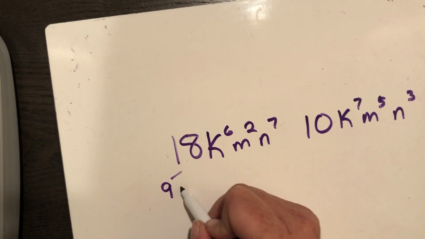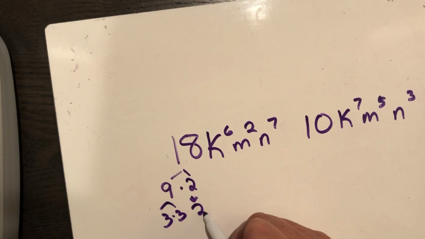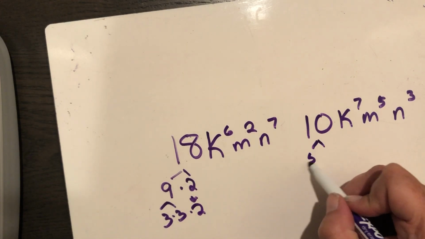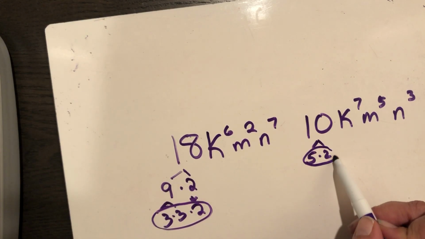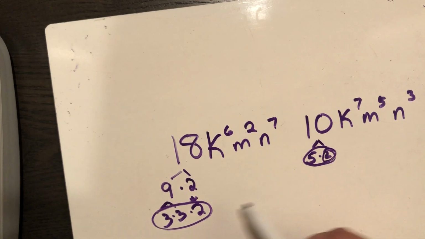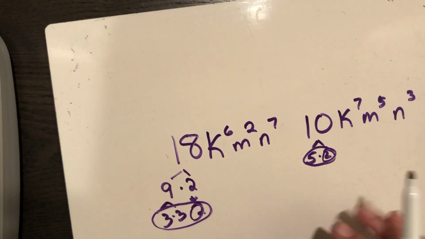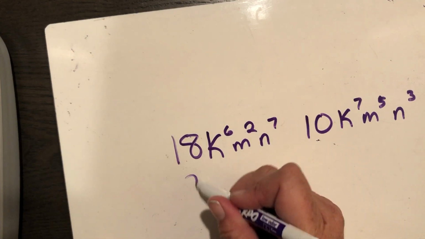So this is 9 times 2, and then that becomes 3 times 3. By the way, I always bring my number down so they're all together. 3 times 3 times 2. 10 is just 5 times 2. So if you look at the final factorization of each one, when it's factored down as far as it can go, the only number they have in common is 2. Okay, so that's the greatest common factor between 10 and 18. That's a 2.